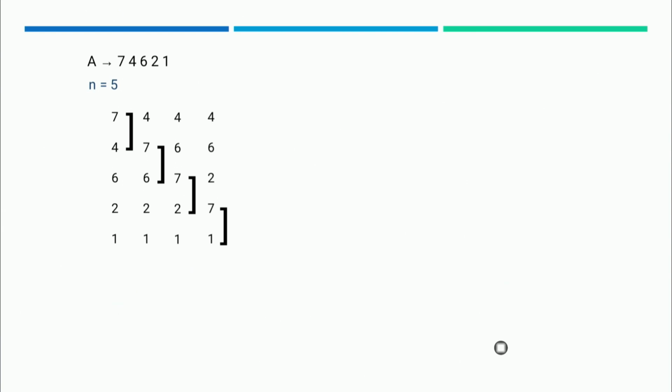And next, we are comparing 7 and 1. So, numbers 4, 6, 2 are remaining as they are. Then, since number 7 is greater than number 1, 1 goes up and 7 goes down.